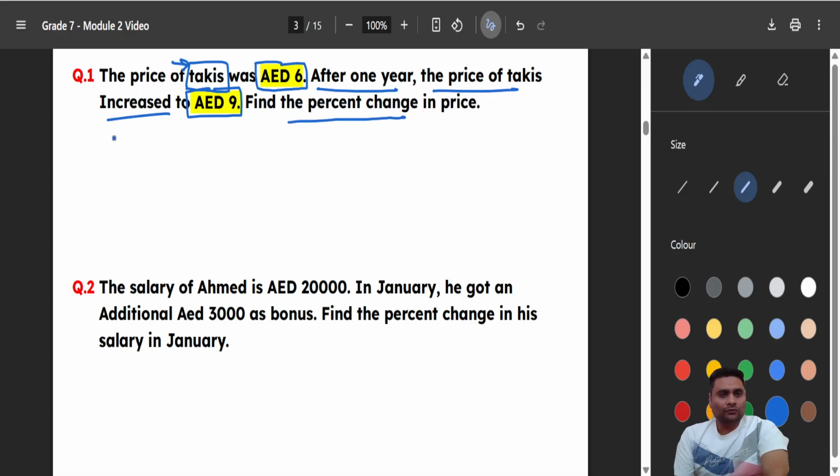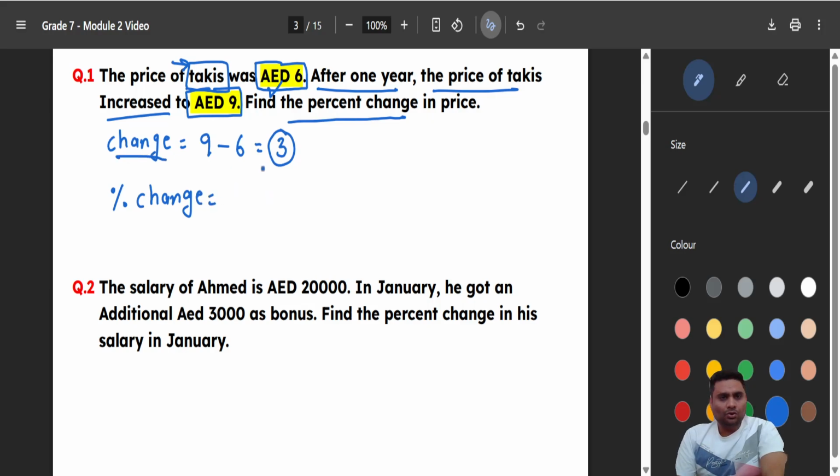So first of all, what is the change? Final, after 1 year, what was the price? 9. And initially, the actual price was how much? 6. So 9 minus 6, 3. 3 is the change, right? Now I have to convert it into percent change. So, what was the formula?